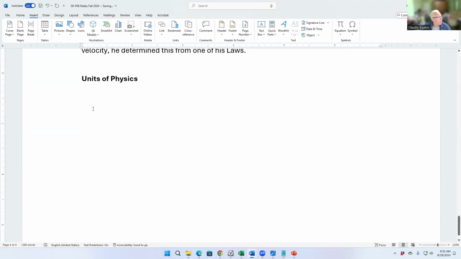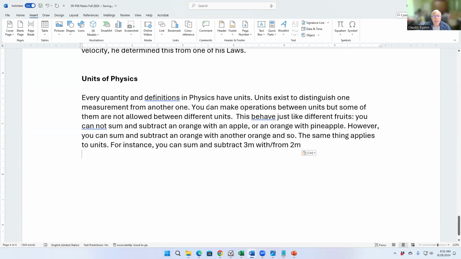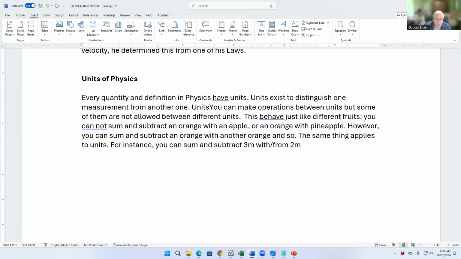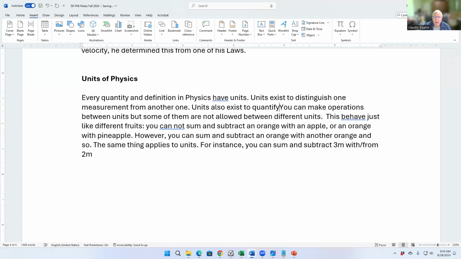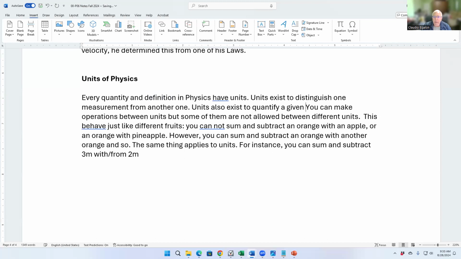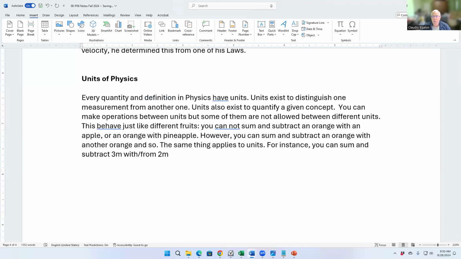Every quantity and definition in physics has units. Units exist to distinguish one measurement from another. And even more, units also exist to quantify a given quantity and a given concept.